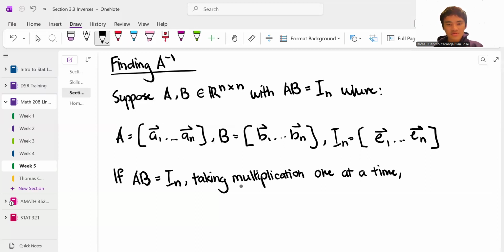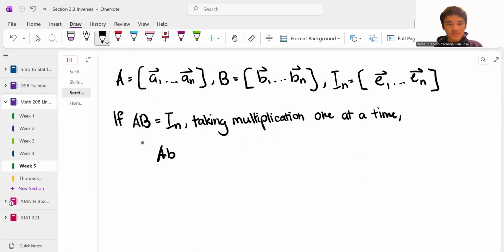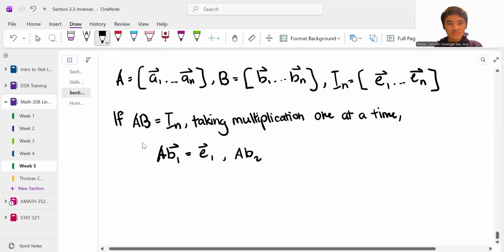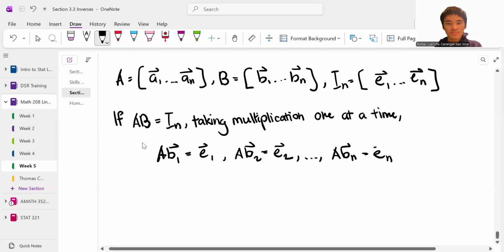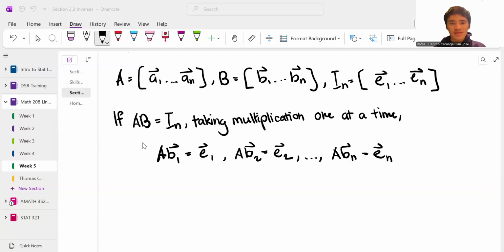How is that gonna look like? Well, we're multiplying this A matrix by one of the vectors of B, which is just one of the E. And we keep going, 2, all the way to N. Right? That's what's happening.